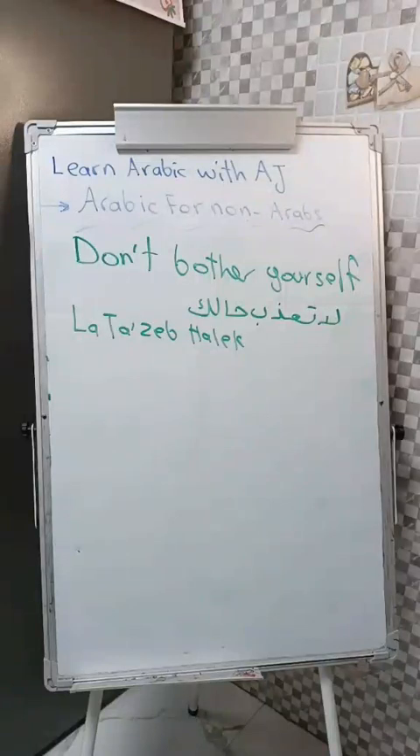If I'm talking to a female, I say لا تعذبي حالك. That is a female. What if I'm talking to a group of people? I say لا تعذبوا حالكن. I put some videos about conjugations with verbs before, if you want to know how to use pronouns with different verbs. So لا تعذبوا حالكن, don't bother yourselves.